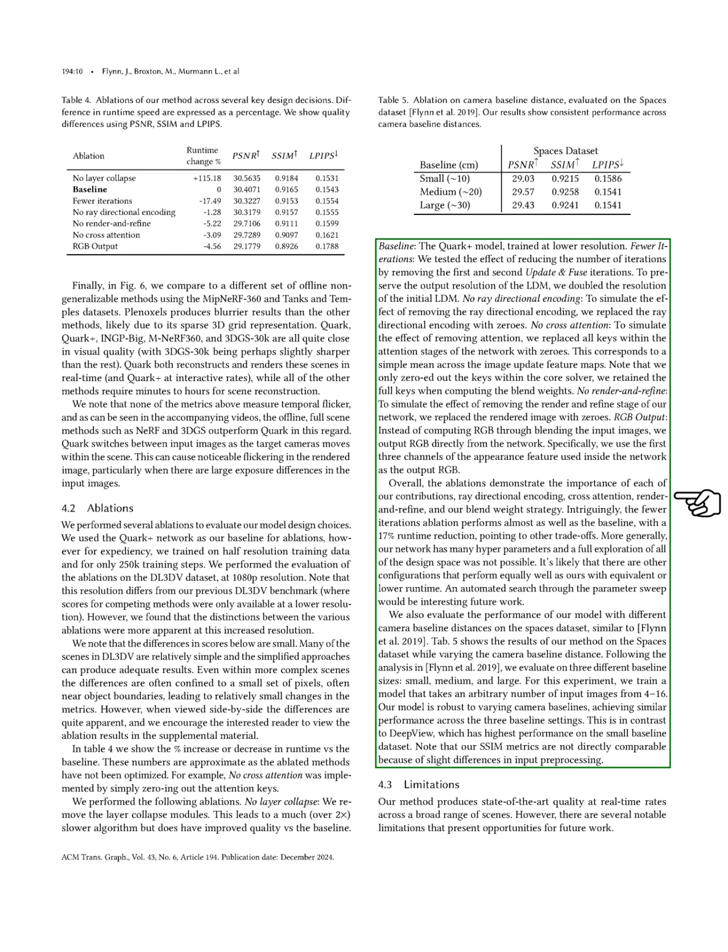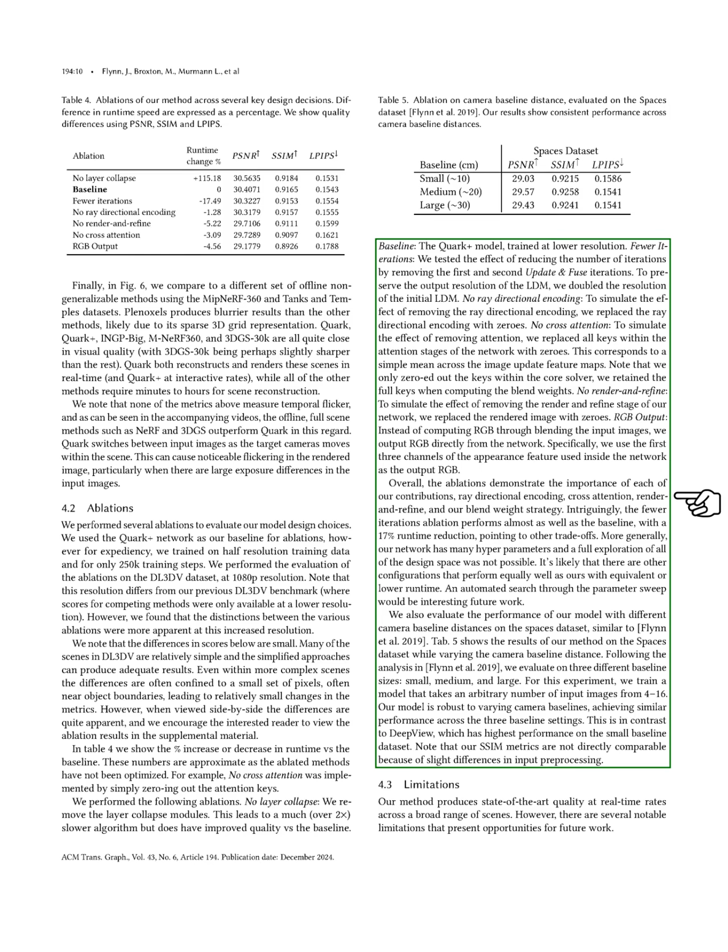6. No render and refine. We replaced the rendered image with zeros to simulate the absence of this stage. 7. RGB output. Instead of blending input images for RGB output, we directly used the first 3 channels of the appearance feature from the network.